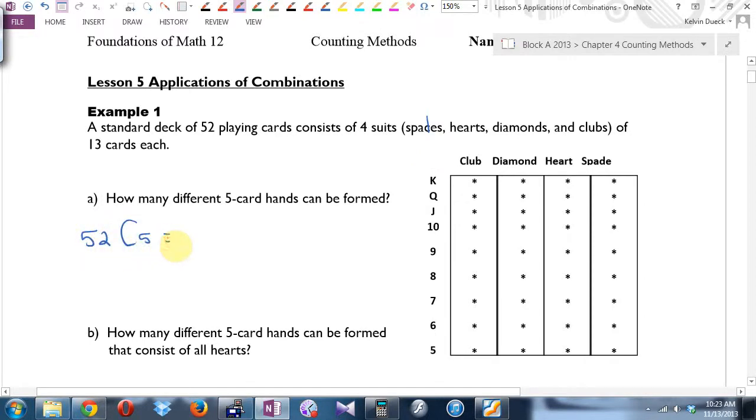How many 5-card hands can you form? What is 52 choose 5? 2 million, what number? Can you read me the digits? 2, 5, 9, 8, 9, 6, 0. I remember almost 2.6 million. 2,598,960. Okay, almost 2.6 million, really, if you want to round.